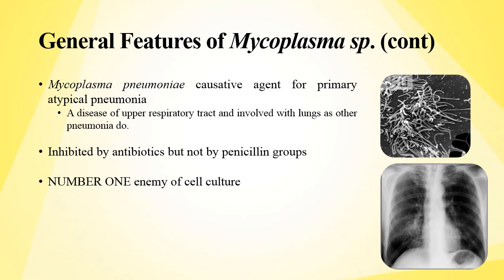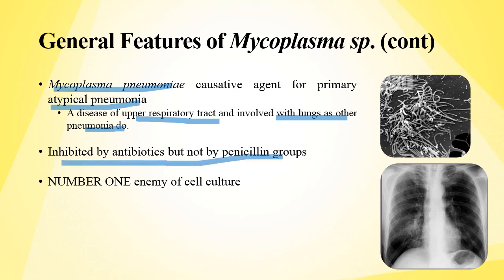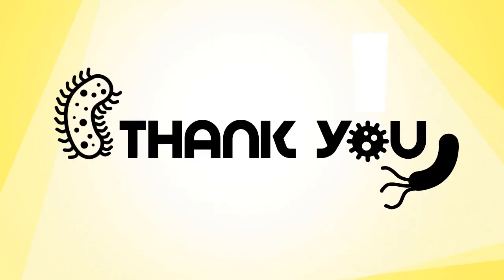The most significant pathogen from Mycoplasma species is Mycoplasma pneumoniae. It is a causative agent for primary atypical pneumonia, which is a disease of the upper respiratory tract and involves the lungs as other pneumonias do. This bacteria is inhibited by various antibiotics but not by the penicillin group. Mycoplasma is also the number one enemy of cell culture. Cell culture is a technique where you grow eukaryotic cells, which you will learn in more detail in your second year. So finally, we are done with the medically important bacteria. As usual, if you have any questions, please post in the e-learning and then we will discuss in the live session.